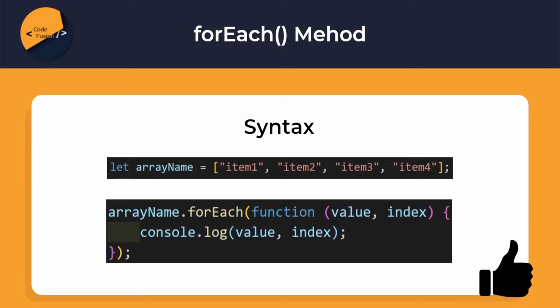The syntax of the forEach method is very straightforward. There is an array bound to the array variable, the array name, and after that we call the forEach method: array name dot forEach. Inside this method we create a function with one or two parameters. First is value and second is index, and in the body we can console log these values and then we can get the output. Let me show you it in action.